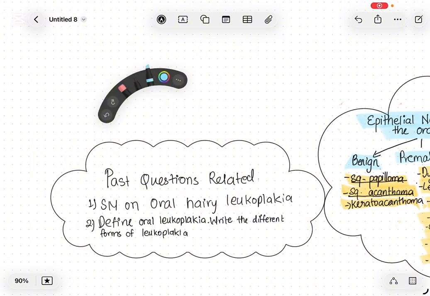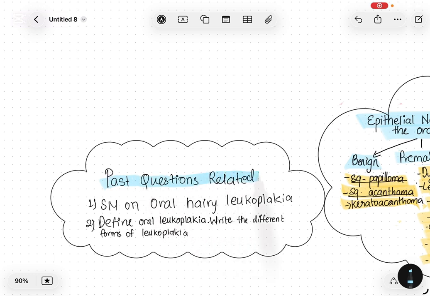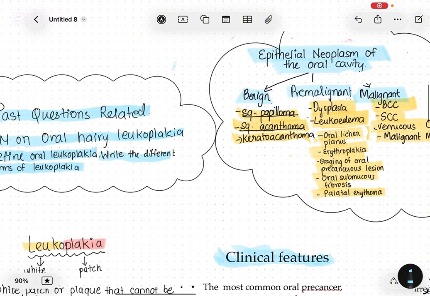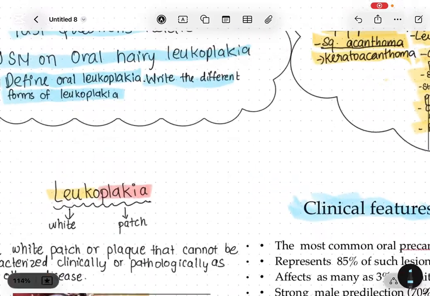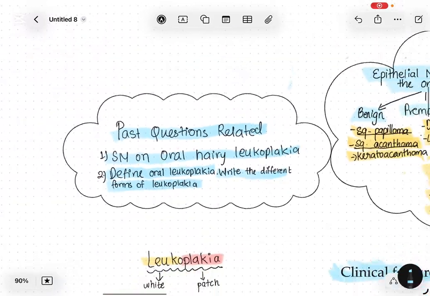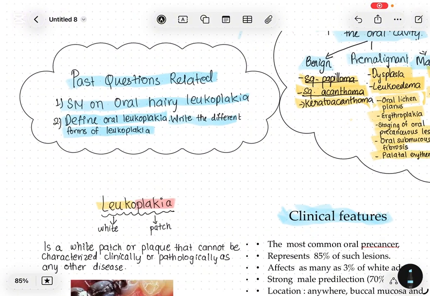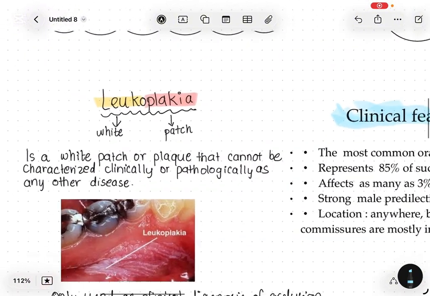The past questions which I myself found were on oral hairy leukoplakia, define oral leukoplakia, and write the different forms of leukoplakia. These were the questions which were asked lately. If you know of other questions on leukoplakia which I missed, please comment down below. So let's start with the topic leukoplakia.